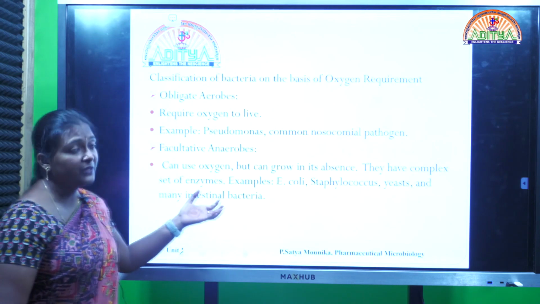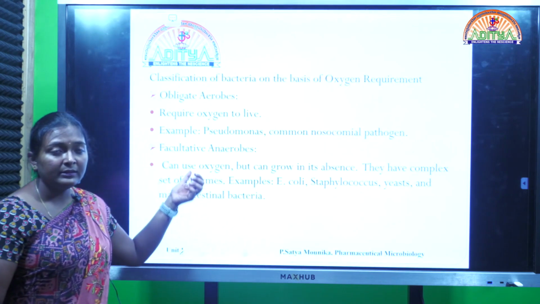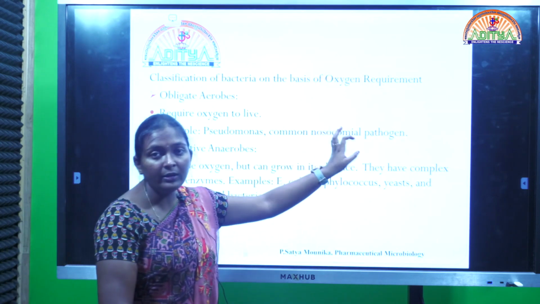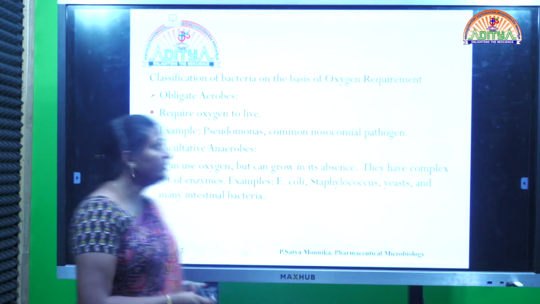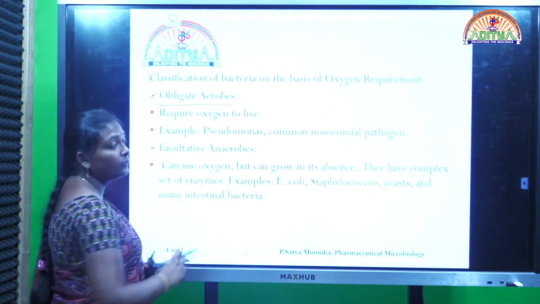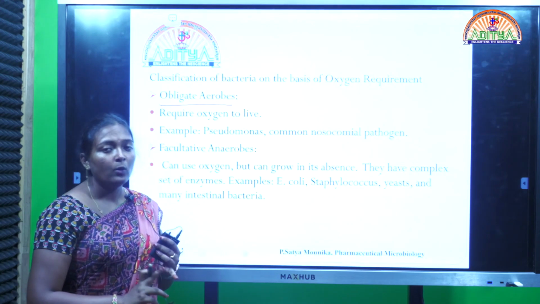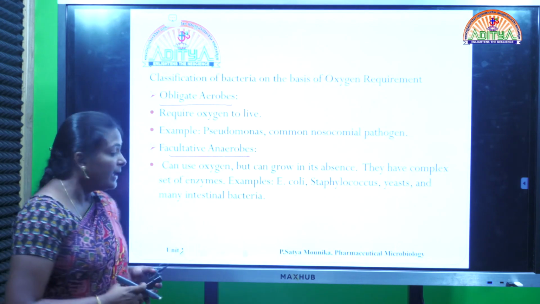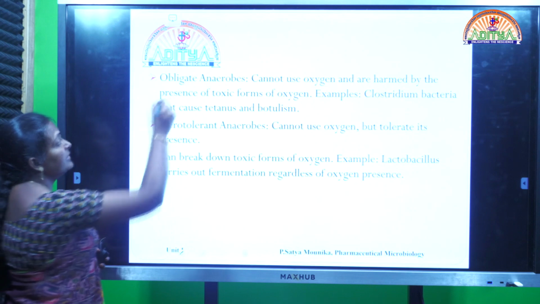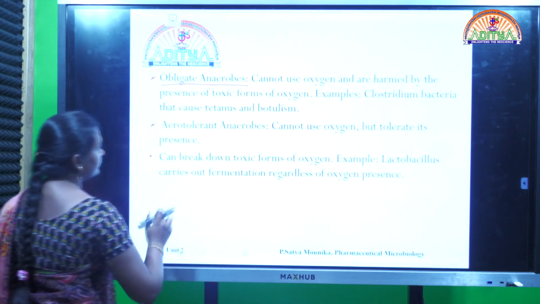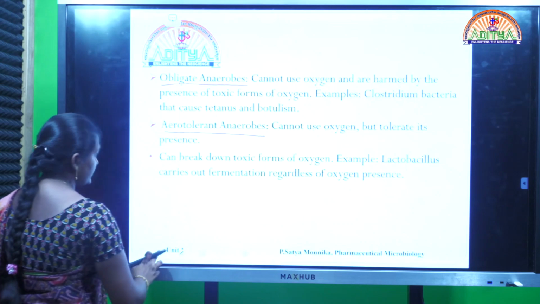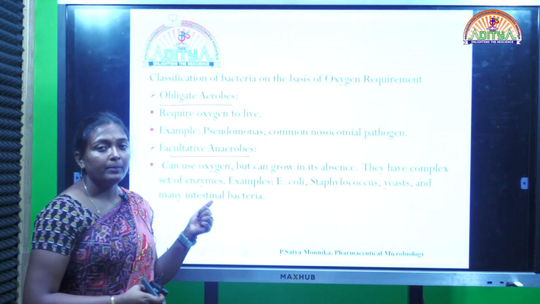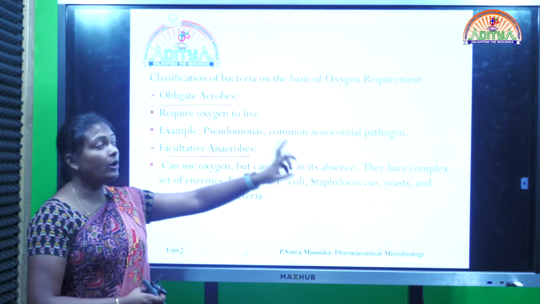Coming to the next step of classification of bacteria, here the different classes of bacteria are categorized based upon the oxygen requirement of the particular bacterial cell. Now coming to the bacterial cells, we will observe the presence of two types of bacteria. One is the obligate aerobes, and the other is the facultative anaerobes. Apart from these, you would also observe obligate anaerobes and aerotolerant anaerobes. So what are these four classes of bacteria based upon oxygen requirement?